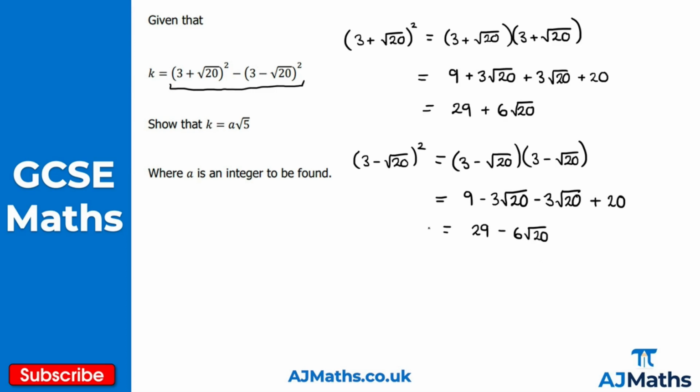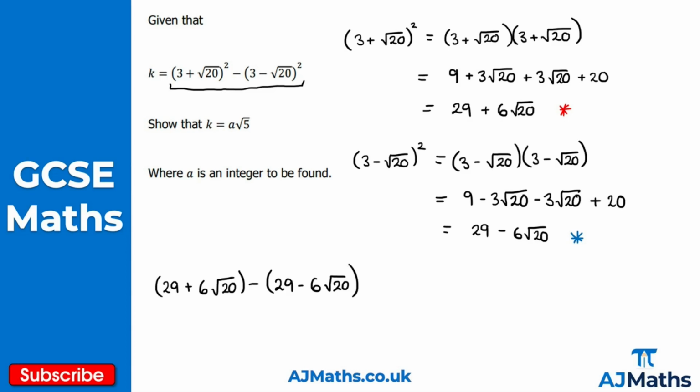Okay, so let me use colors here just to highlight what we're going to do. I'm going to take this part that we've just evaluated, which I'll shade in blue here, and we're going to subtract that from this part here in red. If we do that on one line, I'm going to get 29 plus 6 root 20 minus, and I'm going to put this in a bracket just to show why you have to be very careful with the signs here, 29 minus 6 root 20.